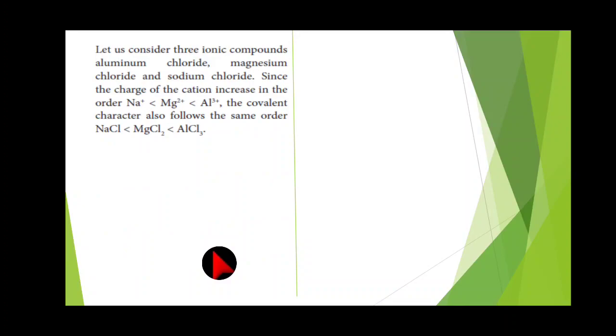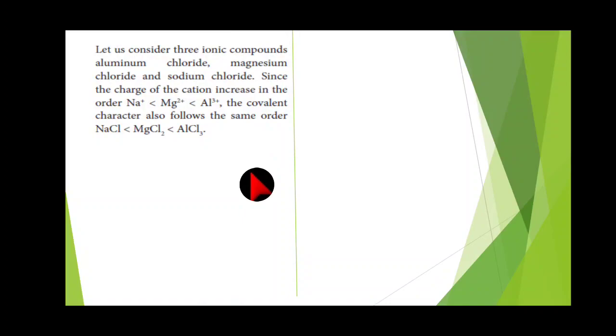So a cation with higher positive charge has maximum attraction power, right? The higher the magnitude of negative charge on the anion, the greater its polarizability. So an increase in charge on the cation or anion increases the covalent character. Let us consider the ionic compounds aluminum chloride, magnesium chloride and sodium chloride. Three salts we have to take. Here the negative ions are the same, but the positive ions, sodium, magnesium and aluminum, differ in size, right?